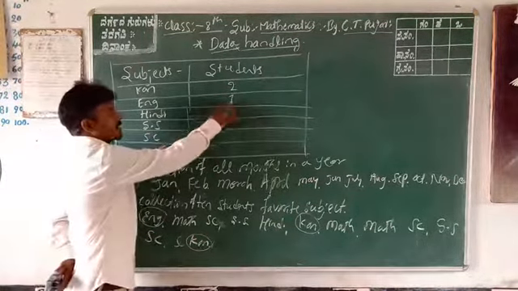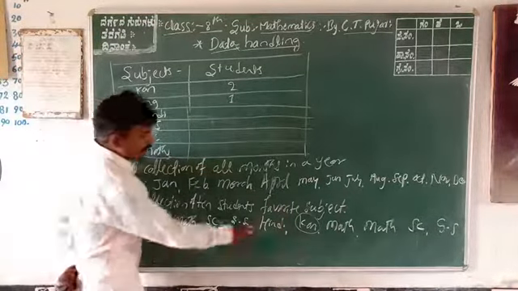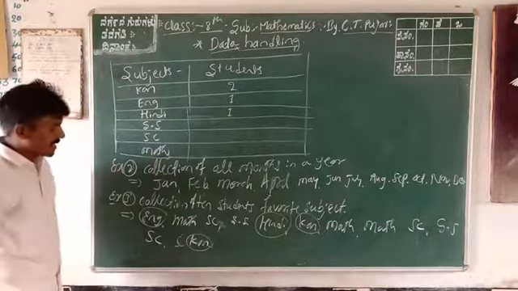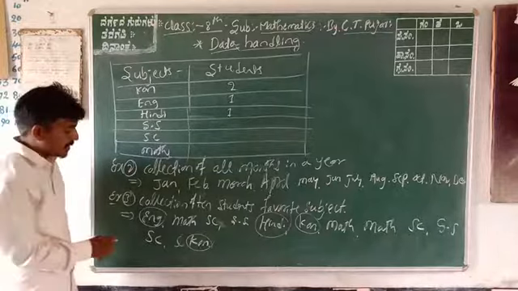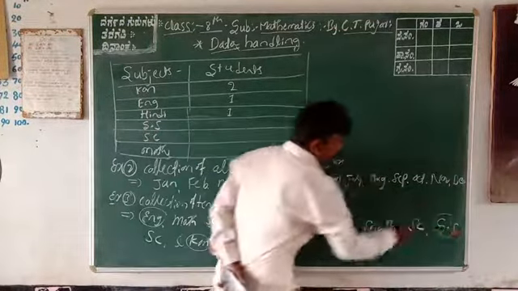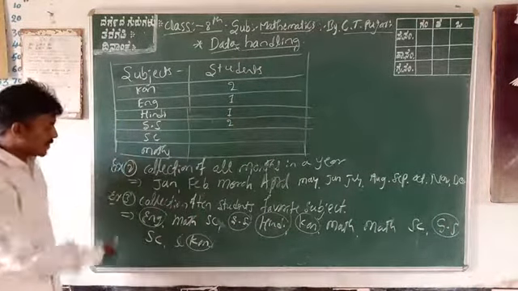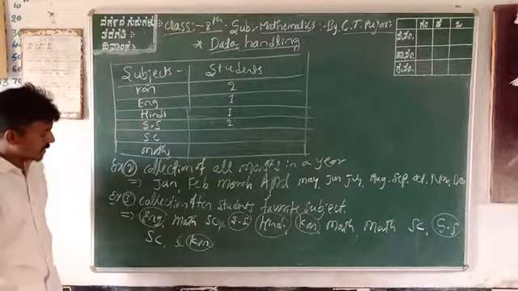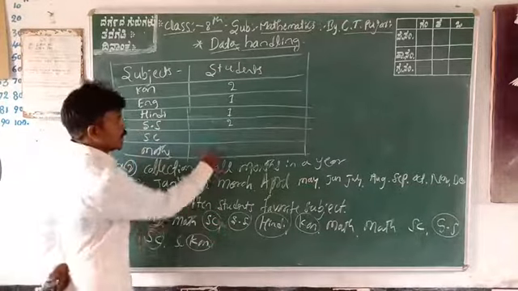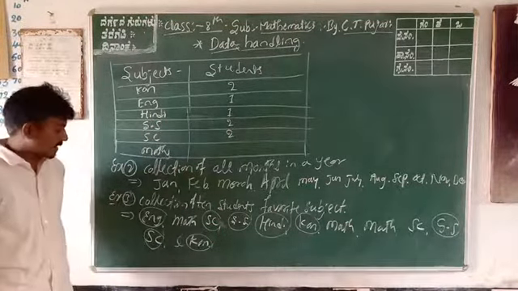Next one is Hindi. How many students are interested in Hindi? Only one student. What about next? SS. How many students are interested in SS? Social science: one, two. Two students are interested in social science. Next, science. How many students are interested in science? One, two. Two students are interested. Next, maths. How many students are interested in mathematics?